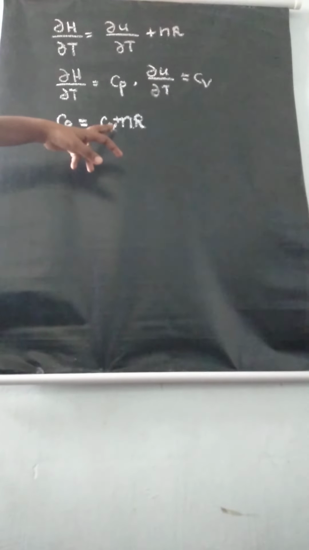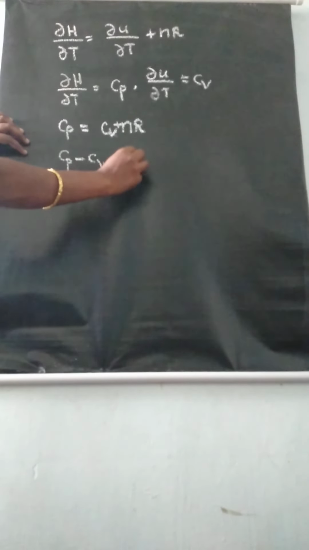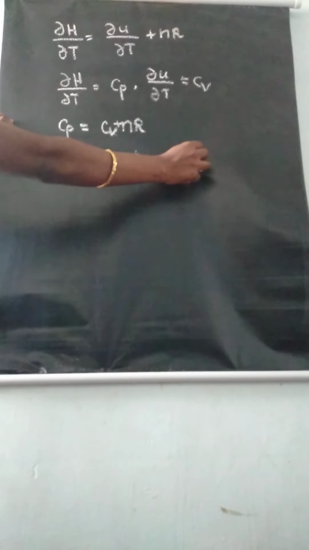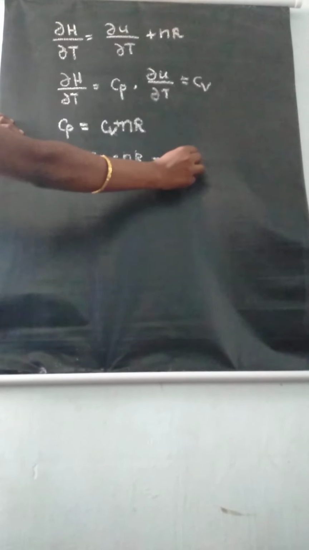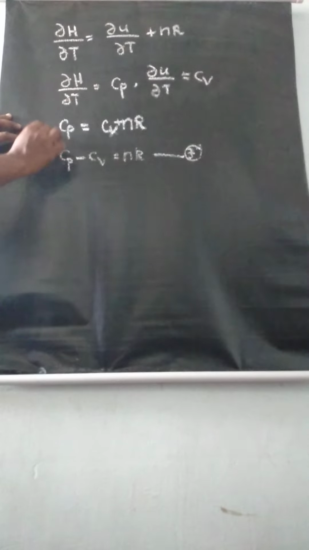Understand? From this, take Cv to the left side. Cp minus Cv is equal to nR. This is equation 3: Cp minus Cv is equal to nR. So this is the relation between Cp and Cv: Cp is equal to Cv plus nR. Understand?